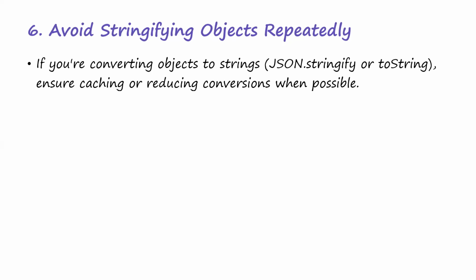We catch it, we store it somewhere. Then whenever we need that data, instead of going to the server, we'll just go to the cache and take it. Okay, so that's what we mean by caching. So when you're working with objects, converting objects to string, ensure that you cache them or you reduce the conversions when possible, because all these JSON.stringify object to string conversions are heavy. So when converting them, reduce conversions when possible, cache them.